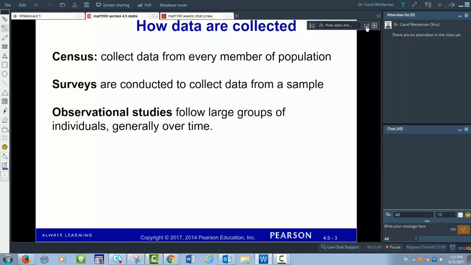So how do we collect data? We could do a census, which we mentioned before. We can take a survey. We can do a study. We can do different kinds of studies.